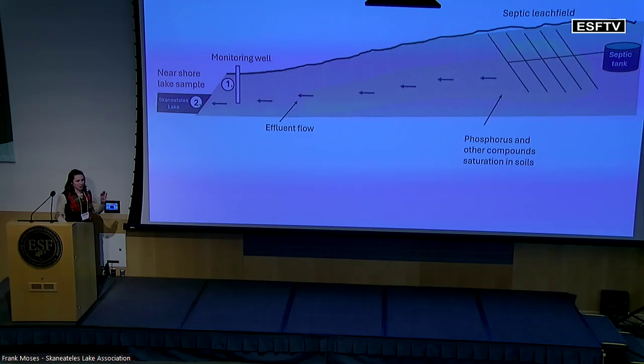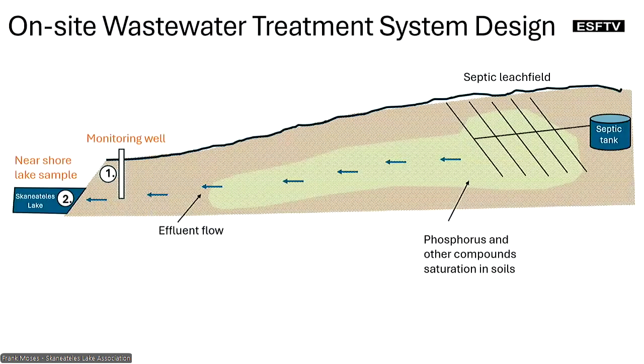And then we'll also take a nearshore lake sample. So if we see really elevated levels in the groundwater samples, do we also see that right near the lake shore? Or is it diluted enough so that we don't see those with the detection methods that we're using?